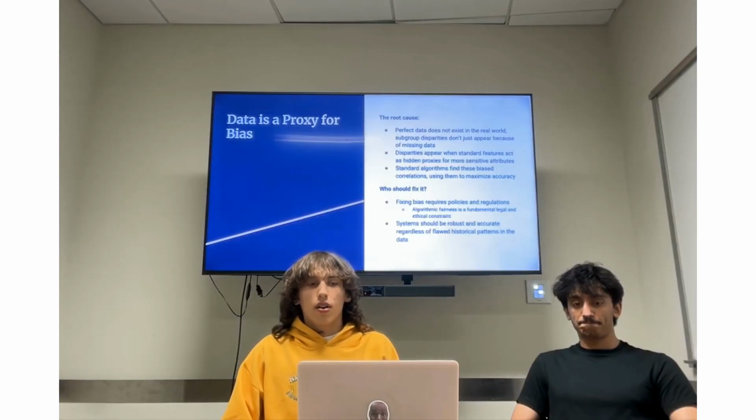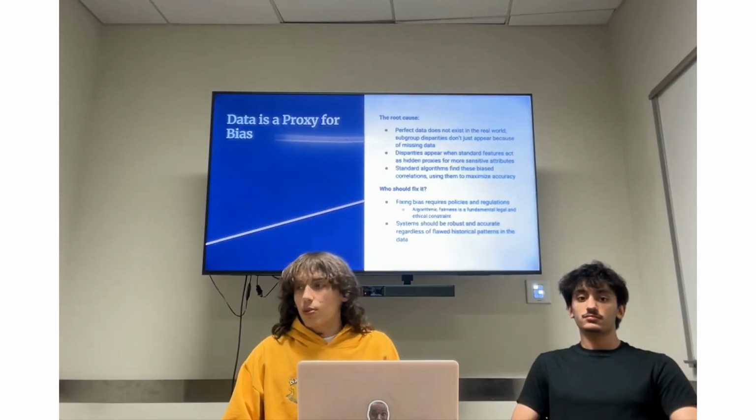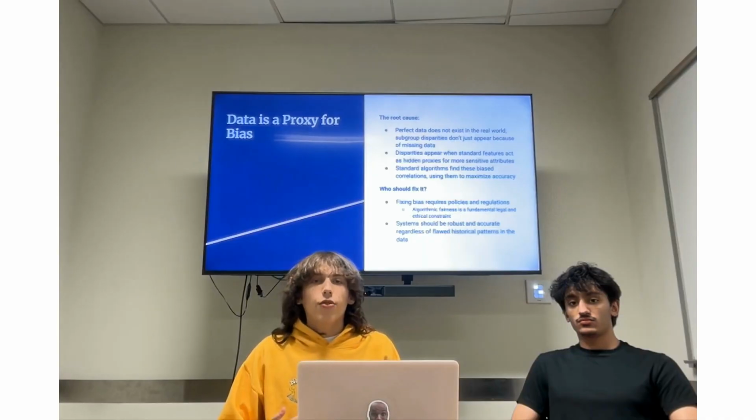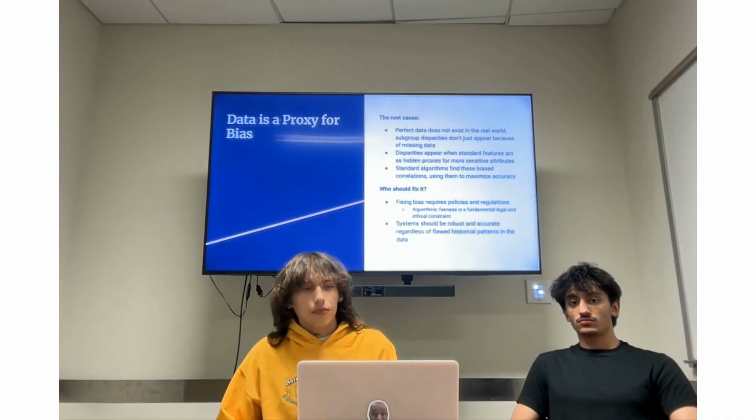Fixing bias requires policies and regulations. These models need to be heavily monitored, and they need to be robust and accurate enough so that the historical data, regardless of how flawed it is, does not affect the bias of the outcome.